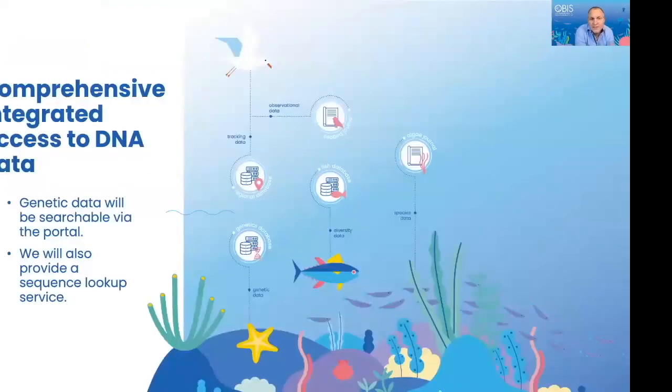We've had the presentation from Peter on how you can access the data from OBIS. So we realize we still need to further develop and make it easier to search for genetic data in OBIS. One of our ideas is also to develop a sequence lookup service, so you can submit a sequence and then see if that sequence has already been reported by somebody else in OBIS.